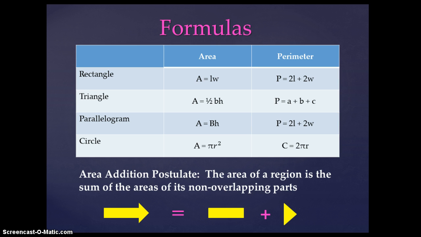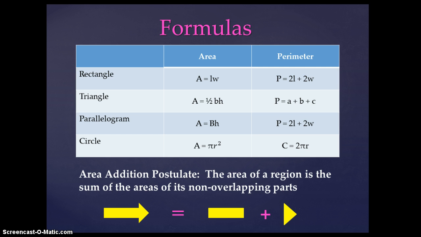Parallelogram is very similar to a rectangle, but its area is base times height, and it's that same concept where base and height have to hit at a 90-degree angle. Perimeter is still 2 times length plus 2 times width, so adding up the outsides. And lastly, the circle, the area is pi r squared, or pi times the radius squared. And circumference, which is the fancy word for perimeter of a circle, is 2 times pi times the radius.